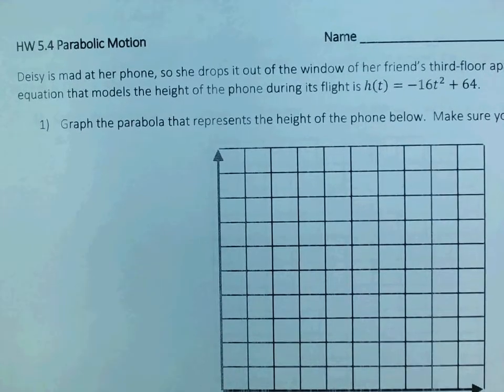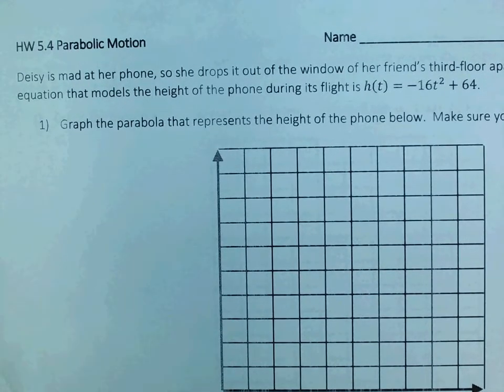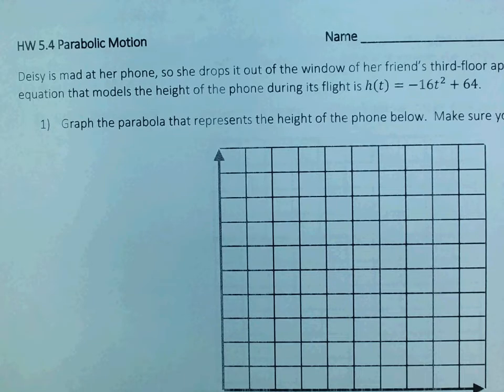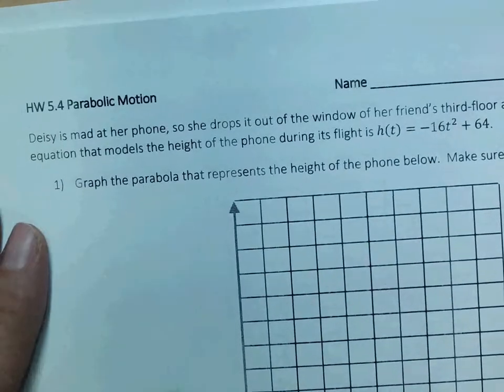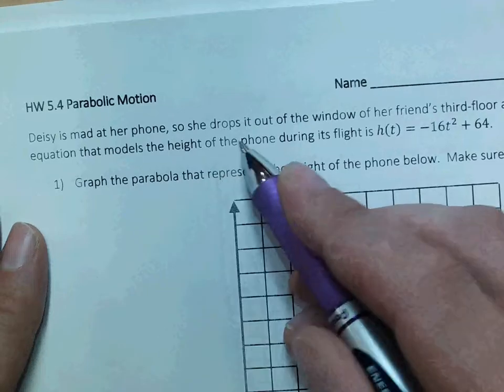In homework 5.4, we're dealing with parabolic motion. These are things that move in a parabola shape, and mostly that's going to be when you throw something into the air, it comes down, or anything goes into the air, it comes back down. That makes a parabola. Everywhere on Earth and elsewhere.